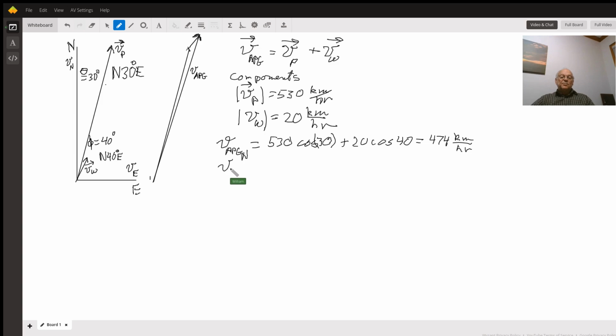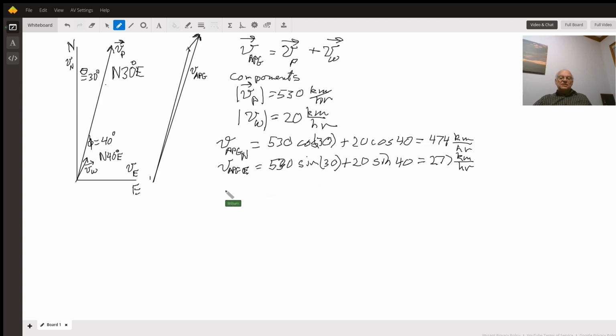The velocity of the plane with respect to the ground to the east is equal to 530 times the sine of 30 plus 20 times the sine of 40. And if we do the calculation here, it ends up being 277 kilometers per hour. And the way you combine these is that you have two sets of normal coordinates.